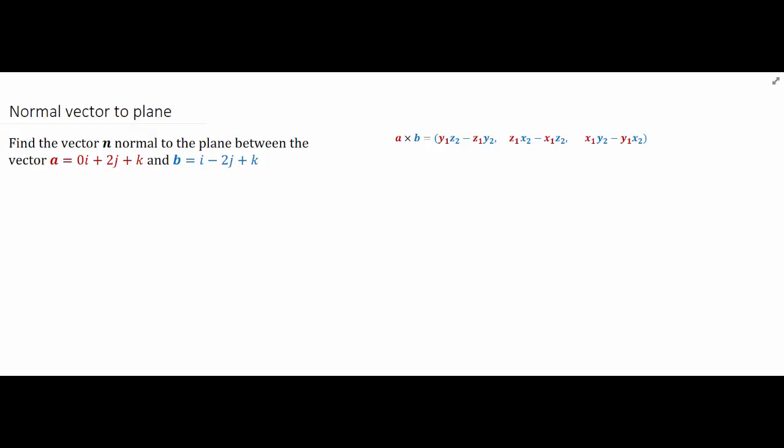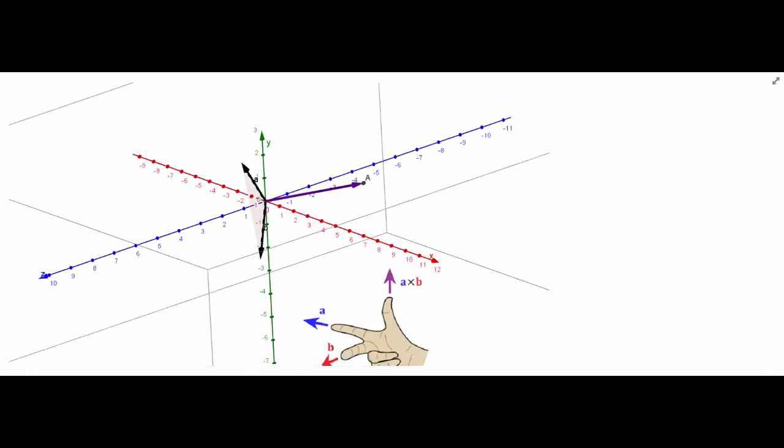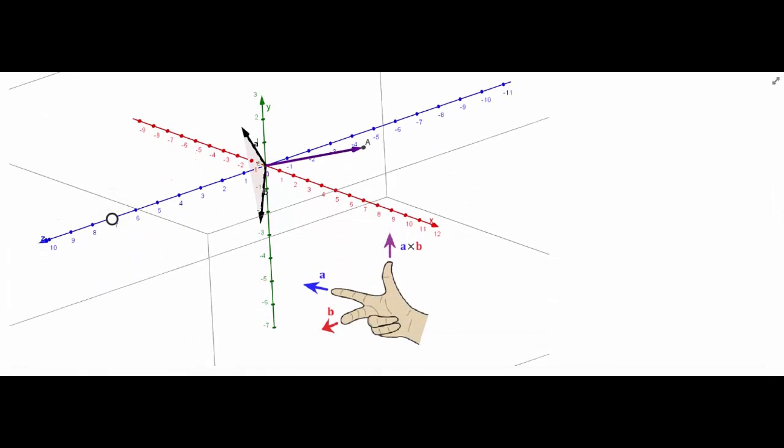Here we're trying to find the vector n that's normal to the plane created between the vectors a and b. So if we take a second to visualize what this looks like, well, here I have my vectors a and b, and the plane that's created between them is going to look something like this. So that's the plane created between them, and then we get a vector that's normal, or creates a 90 degree angle, with that plane depicted there.